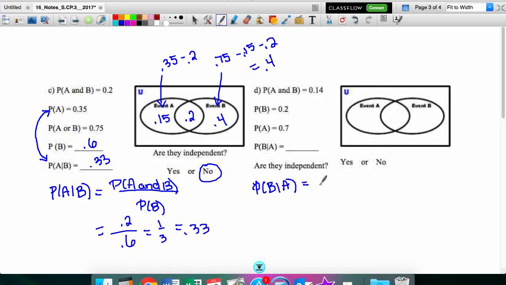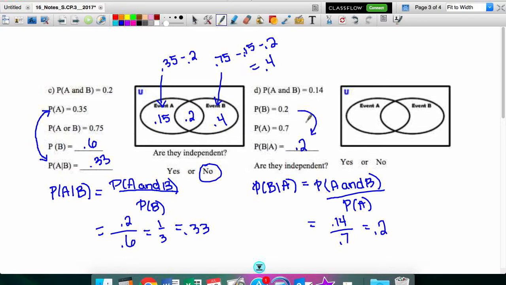For any two events, independent or not, this probability will be equal to the and over the second letter. So it will be equal to the probability of A and B over the second letter, in this case, A. We know both of these pieces, so we can calculate this conditional probability. A and B is 0.14, and A is given to us as 0.7. When we divide these, we get 0.2. So this is our conditional probability of B given A.